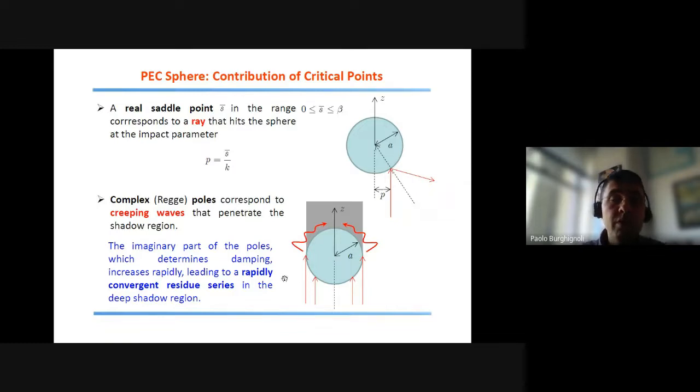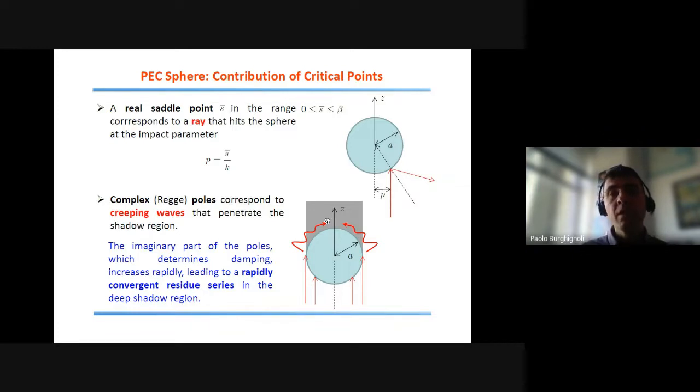This is so because the imaginary part of these complex poles determines a damping of the wave, and this damping is more and more pronounced as you go deeper and deeper into the shadow. So if you are in the deep shadow, the series will be made by rapidly converging terms that are exponentially going to 0. And so you need just a small number of terms to accurately account for the field in the shadow.